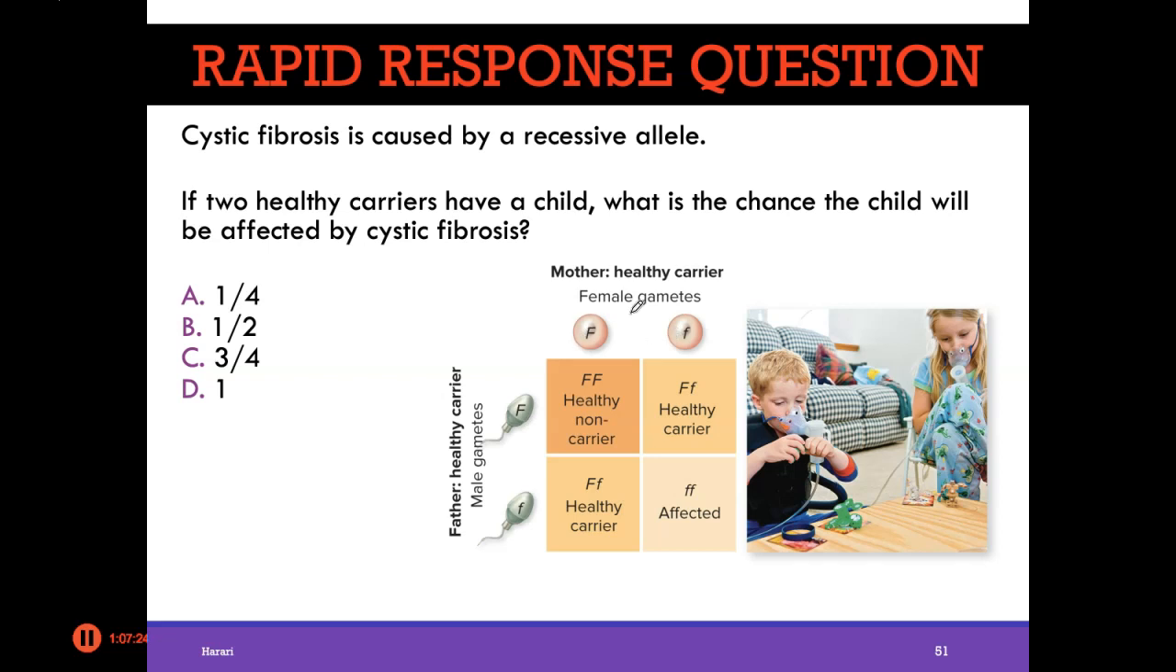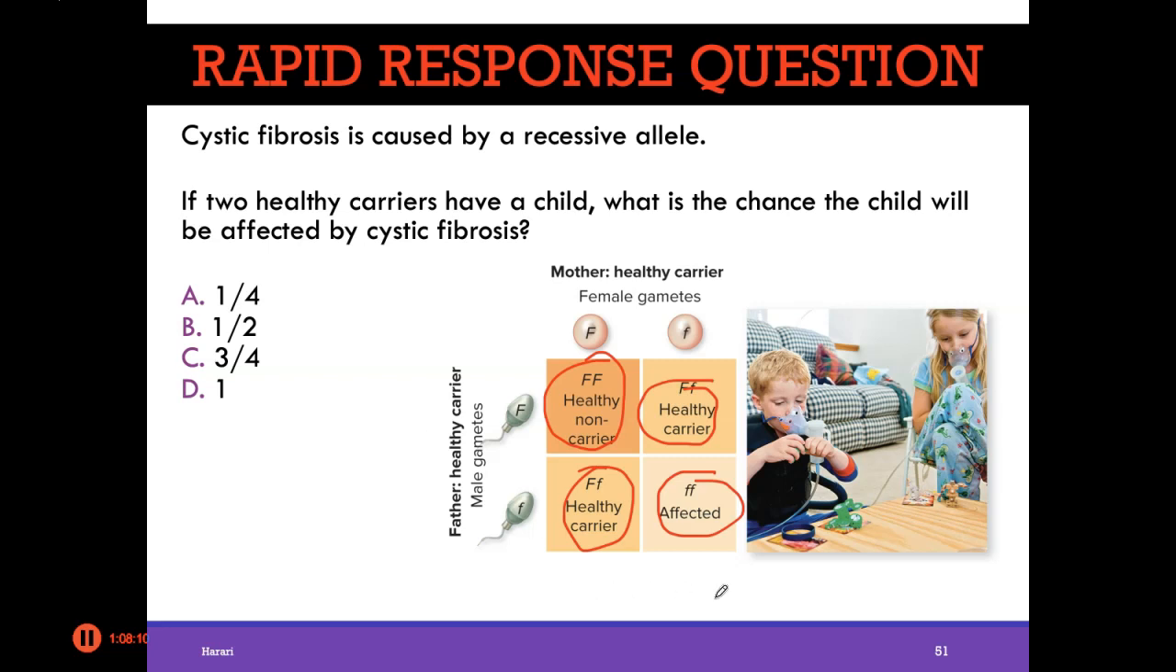So if the mother is a healthy carrier, that means half of her eggs would have big F, half of her eggs would have little f. If a father is a healthy carrier, half of his sperm will have big F, half of his sperm will have little f. What is the chance of a random sperm meeting one of these random eggs? Well, this sperm can meet this egg and give us big F, big F. This sperm can meet this egg and give us another healthy carrier. This sperm can meet this egg, another healthy carrier. Or this unhealthy sperm can meet this unhealthy egg, and then we get cystic fibrosis. So the answer is A, 1/4 chance that the child will be affected by cystic fibrosis.